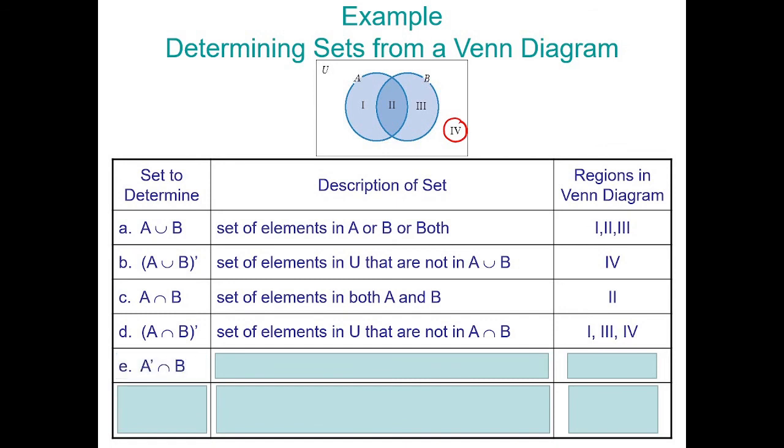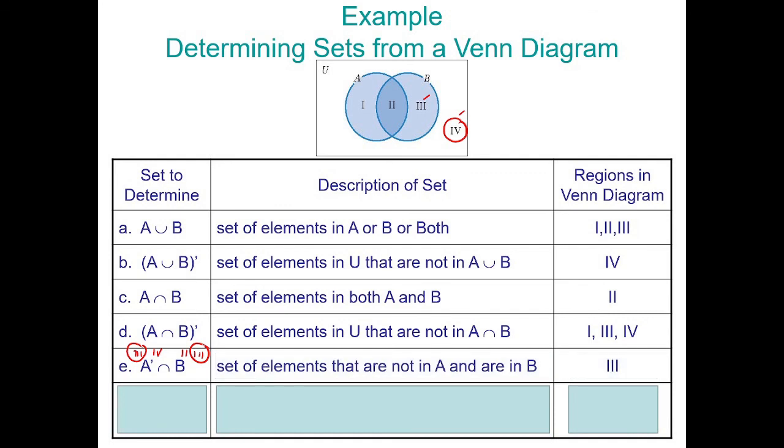Sunod. Sir, A complement. Unsay A complement? A complement 3 ug 4. Agree, disagree? Okay. Agree, sir. Ang B nako, unsa may naa sa B, sir? Ang 2 ug ang 3. Unsa may common aning duha? 3. Si 3, sir. Mao ni answer. Common si 3.